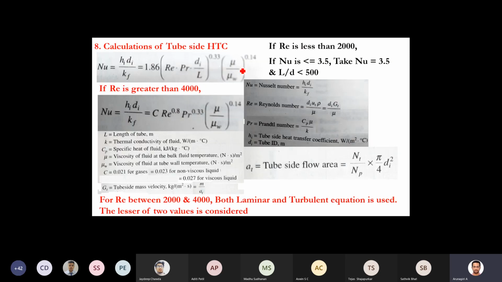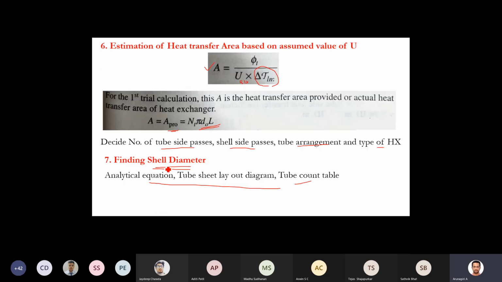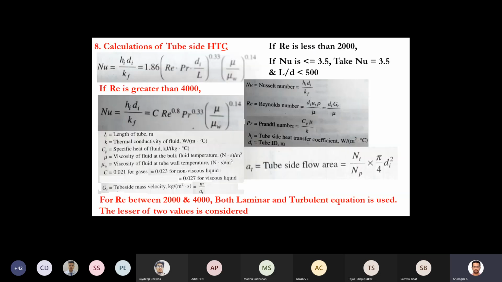Okay. Then we have to calculate the tube side heat transfer coefficient. Once it is done up to the 7th step, tentatively we have decided the size of the exchanger. Sizing is done. Correct. Now we have to rate the exchanger, whether this exchanger is suitable for the required temperature conditions. Okay. So next, we have to calculate the tube side heat transfer coefficient.